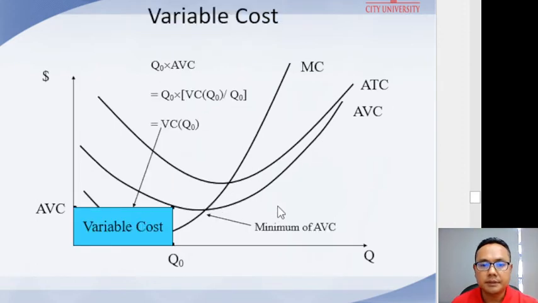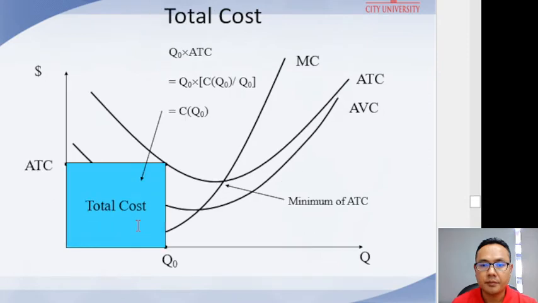Then this is the variable cost. You can see the variable cost as the area of the colored area. This area is average variable cost times our quantity of production Q0. This is our variable cost. And hence the total cost is average total cost times quantity of production.